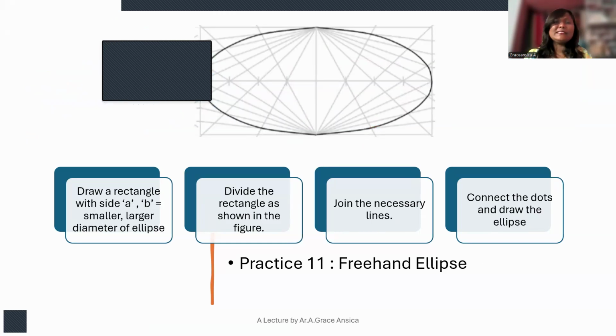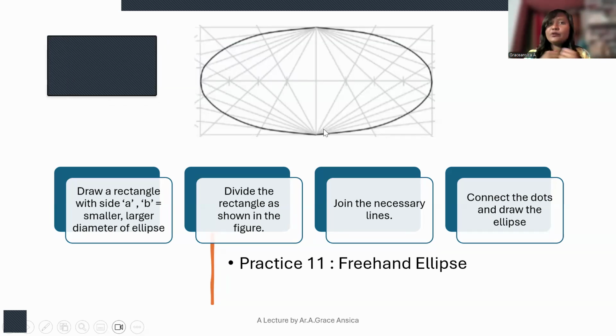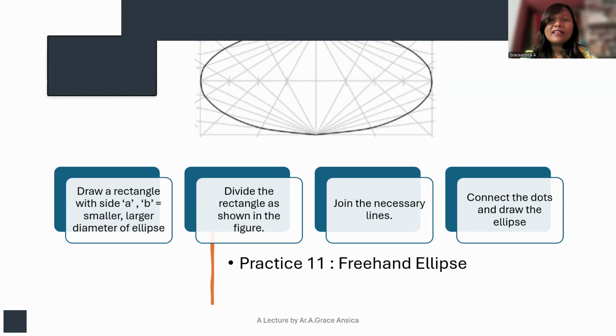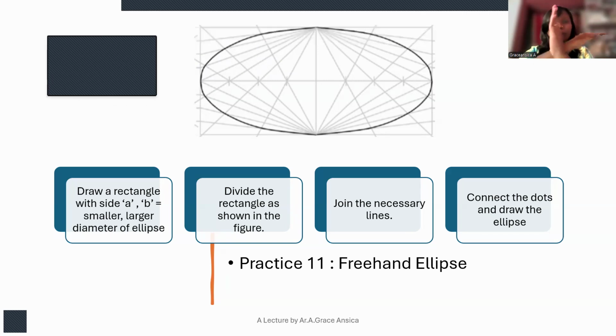Freehand ellipse is a little critical but easy. Okay, it's very interesting to do actually because you have too many lines involved and you will feel like a real genius to create that ellipse and all. Okay, what you're going to do is you're going to create a rectangle first. Again, it's going to be freehand. Do not use your ruler. Create a rectangle. Divide it into 4 halves, one vertical line and one horizontal line in the middle. Okay, you will have 4 quadrants like that as you see in the picture.